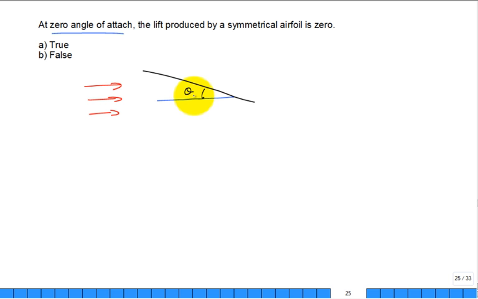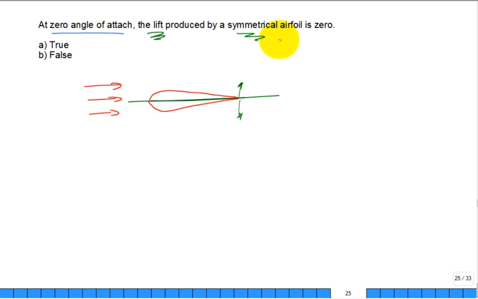At 0 angle of attack, so here we go, back to this. There's my object right here. The lift produced by a symmetrical airfoil is 0, meaning I have the same shape on the top as I have on the bottom. It's symmetrical about this axis. See, its top and the bottom look the same. They flip over about that axis. So at a 0 angle of attack, the lift produced by a symmetrical airfoil is 0. True or false?